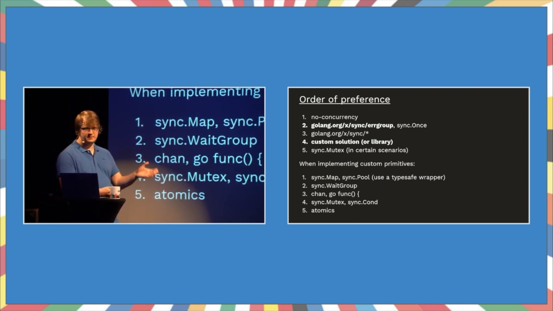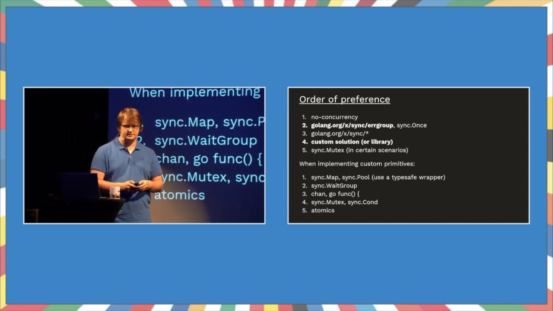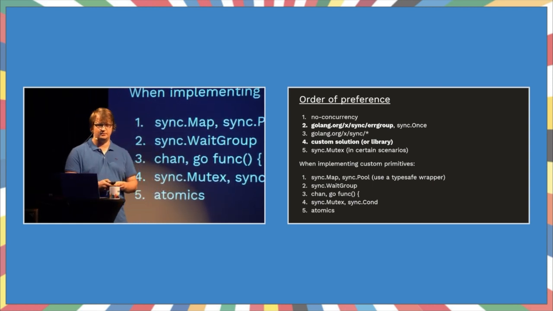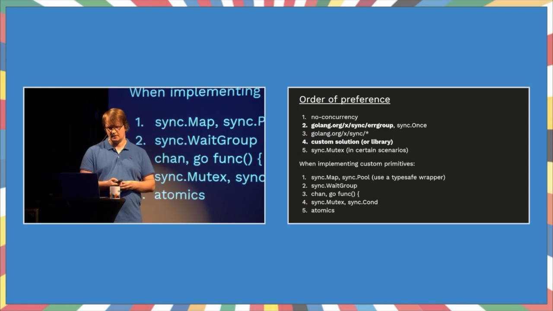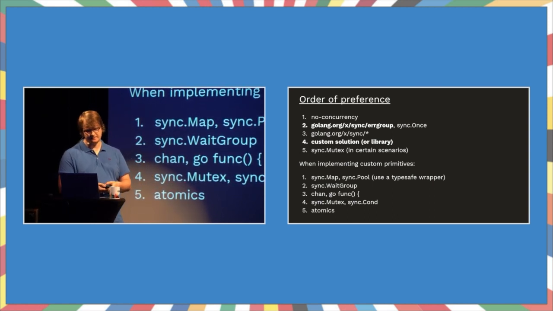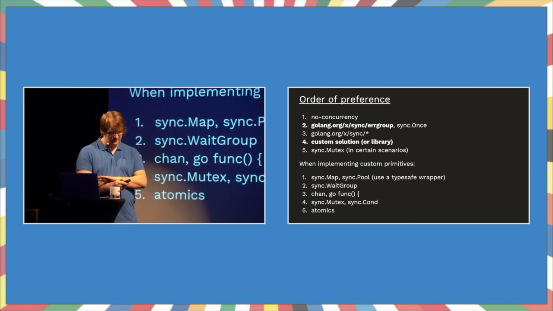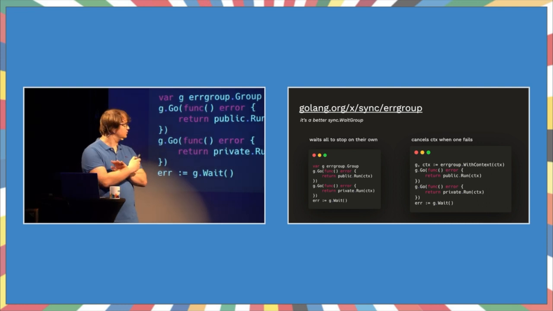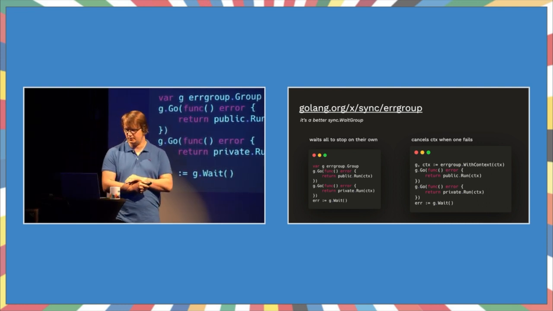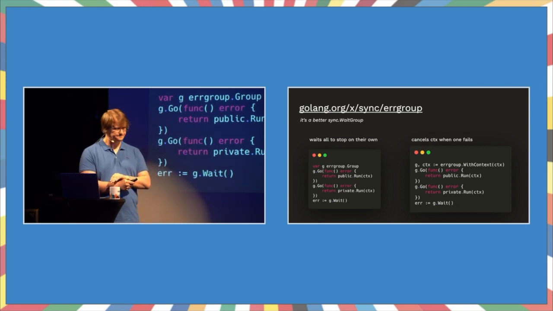And of course, as I mentioned, the sync mutex in certain scenarios is completely fine. It's not going to add problems to your code base. When you're implementing custom primitives, there are many things you can use. They are completely fine in that context because your scope is going to be smaller. So error group is probably going to be your most useful thing. I'm not going to go over the documentation of it.